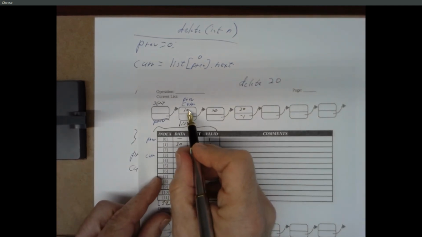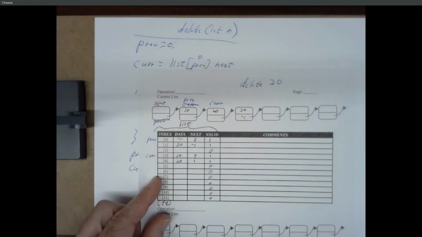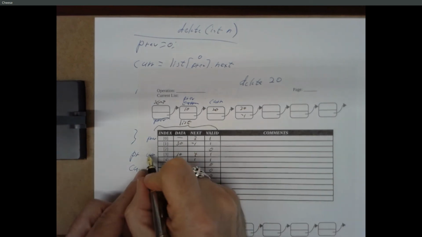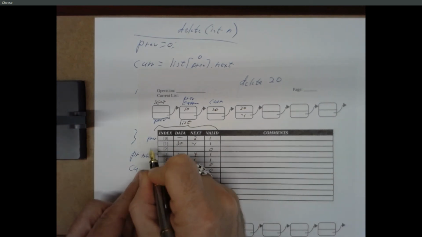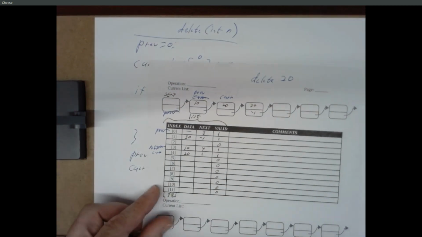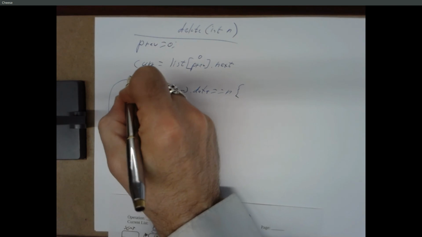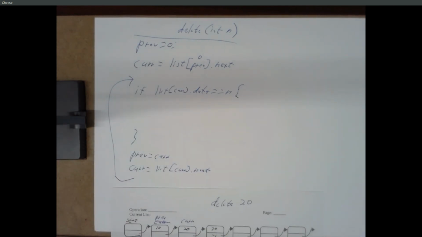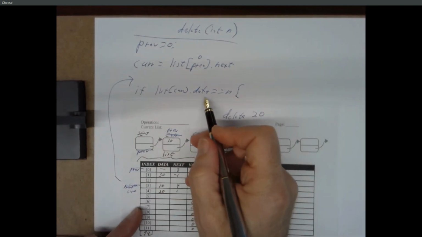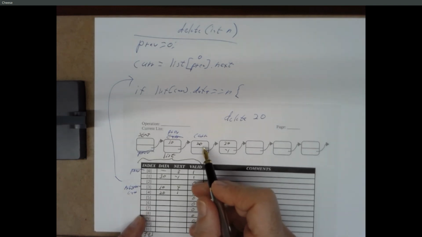That sets this thing equal to the thing that this is pointing to. Current's going to change to this node. So now this is previous, and current is index 4. And we'll come back up here to the top of our loop. And now we'll say if list current data equals n. Well, list current data is equal to 20. That's the node we want to delete.